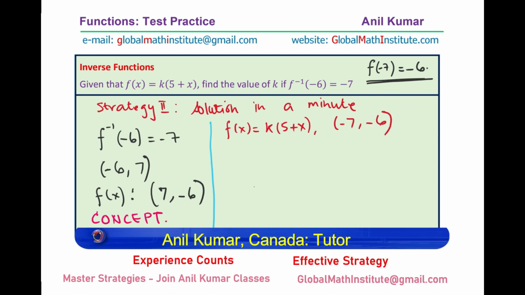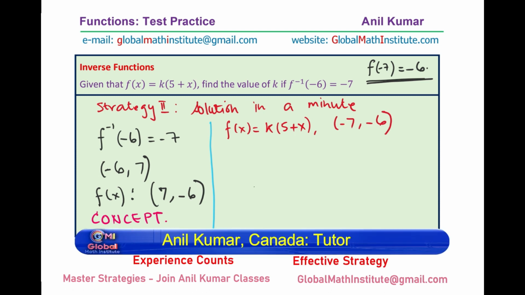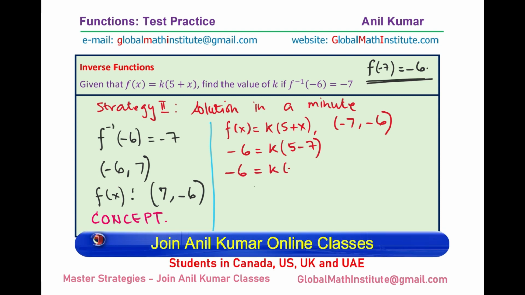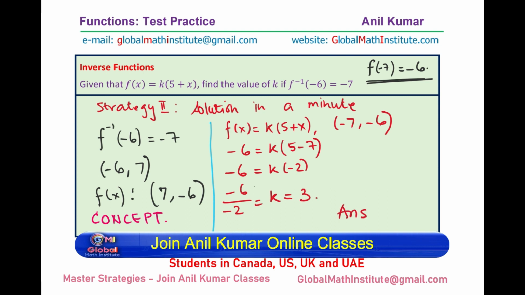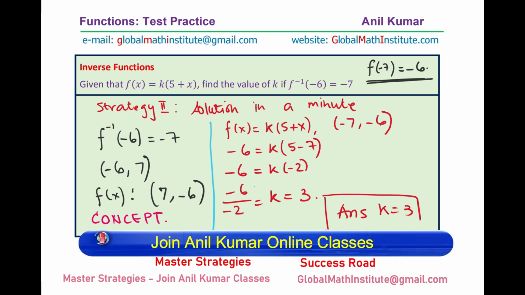You get the idea. So we'll substitute the value straight away. Minus 6 is f of x, and k times 5 minus 7. So minus 6 equals k times minus 2. And so minus 6 divided by minus 2 is the k value, and that is 3. So we get our answer: k is equal to 3. Do you see this solution? You can do this in less than a minute.